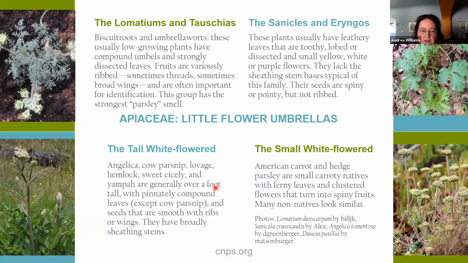Tall white flowered: angelicas, cow parsnips, lovage, hemlock, sweet cicely, yampa, generally over a foot tall, not always, particularly in the yampas. Pinnately compound leaves, almost always white flowers, but not always. And seeds that are smooth, they have ribs or wings, and usually broadly sheathing stems. And where they grow, if it's in a wet site or not, is often important for identification.